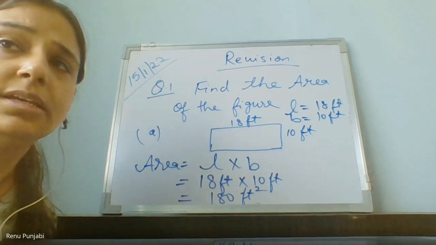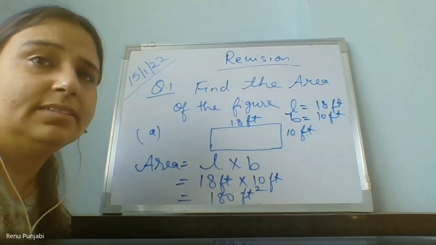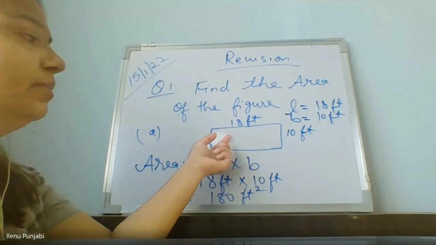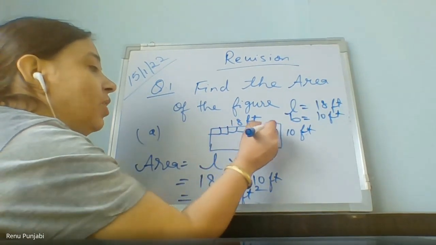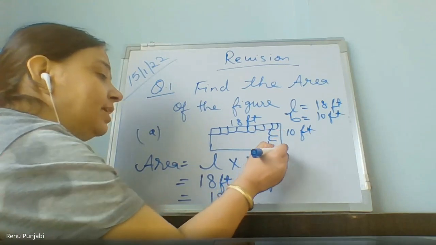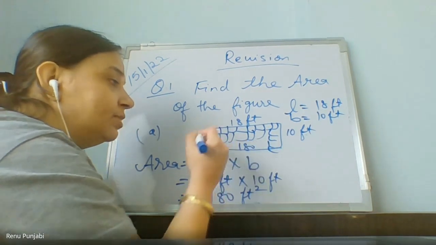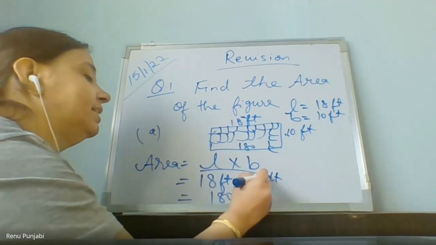Ma'am, the formula to find the area is that first we have to do 18 by 10, then we again have to do 18 by 10. No, both is the perimeter. Okay, so for only one, only length multiplied by breadth. I have explained with the help of squares. When you make 18 squares of 1 centimeter in the length and 10 squares in the breadth, when you complete the whole figure, you will find 180 squares. So only length multiplied by breadth is the formula of finding the area of a rectangle.